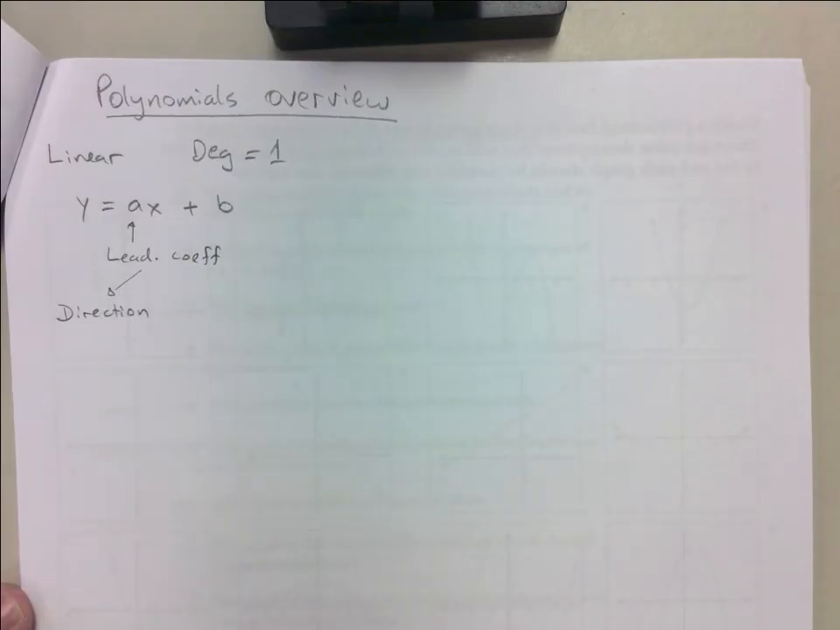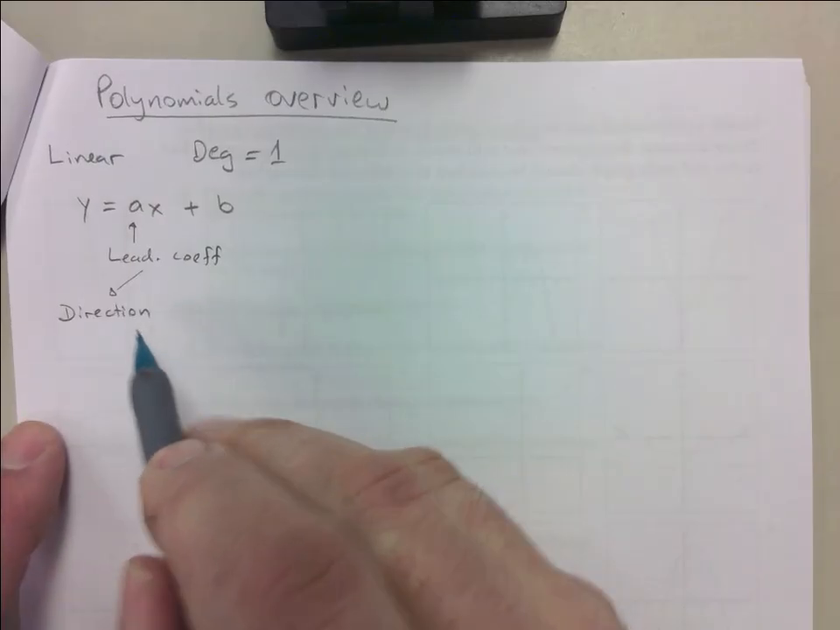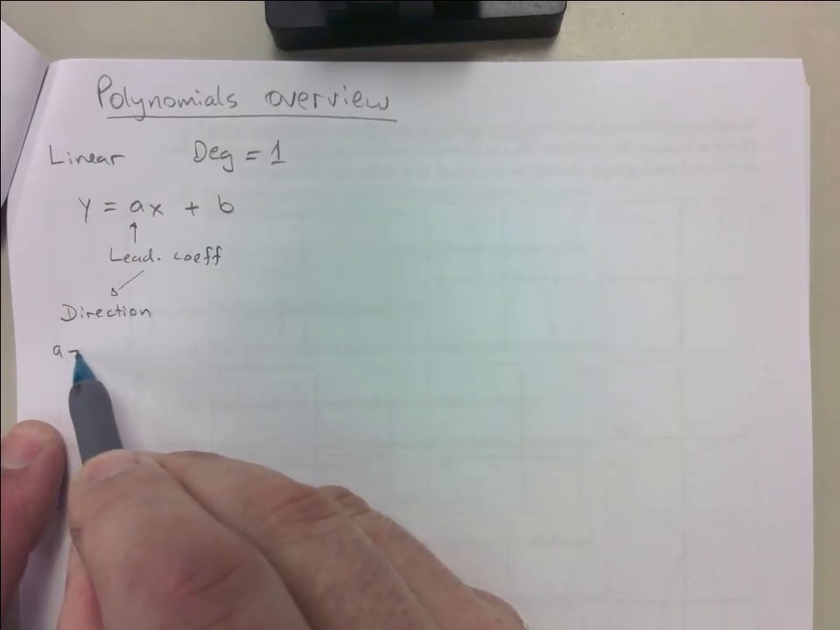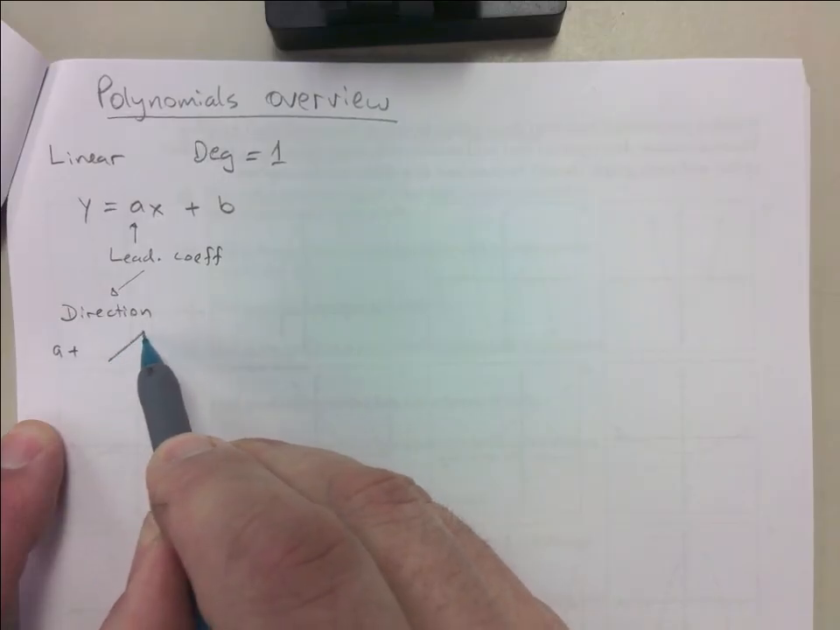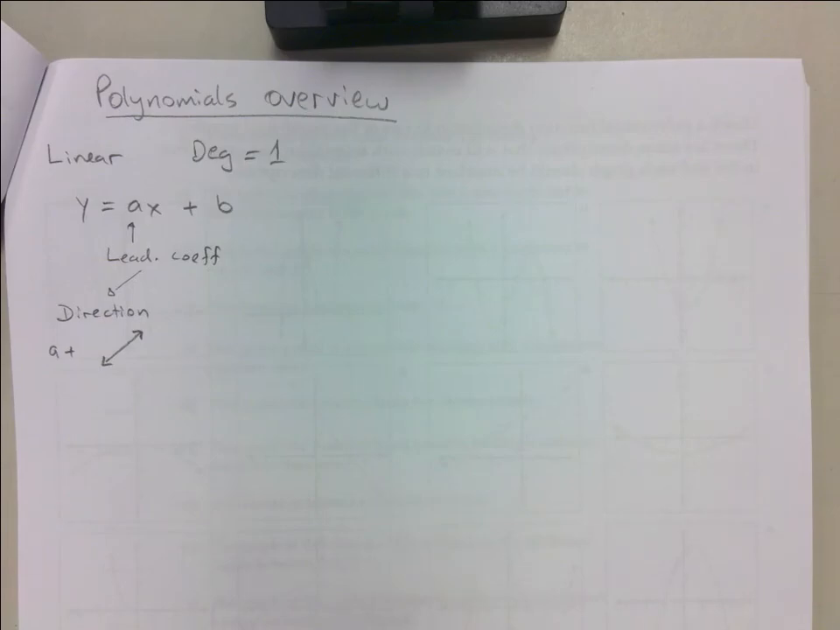I'm going to modify this a little bit. The direction. So if A is positive, we expect our line to go up from left to right. And let's talk about end behavior. Do you remember end behavior? We're talking about where the ends of this graph are going to end up.